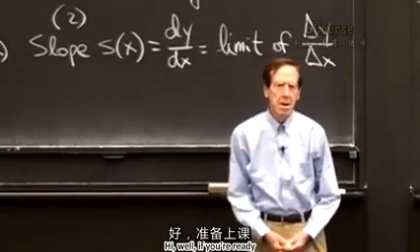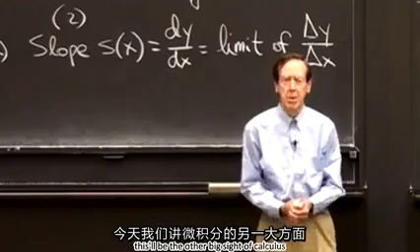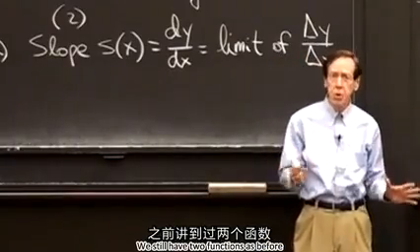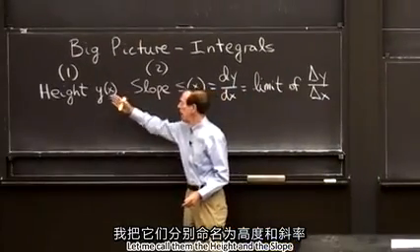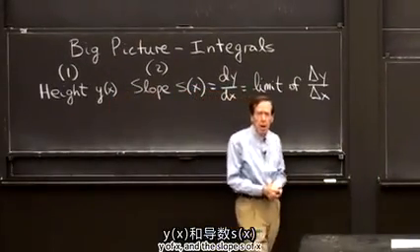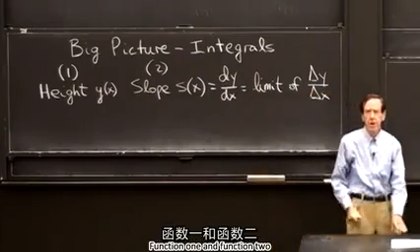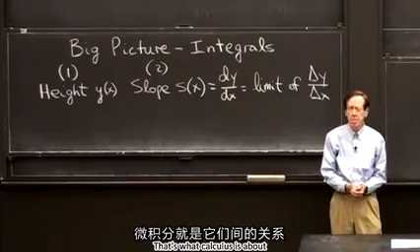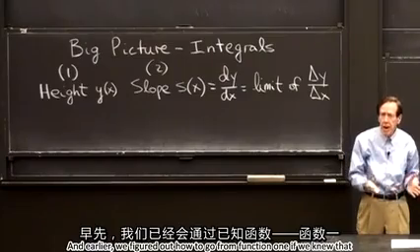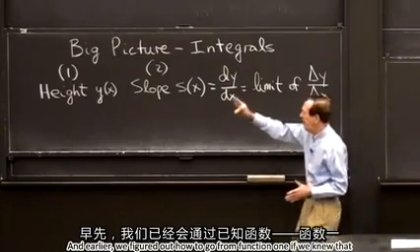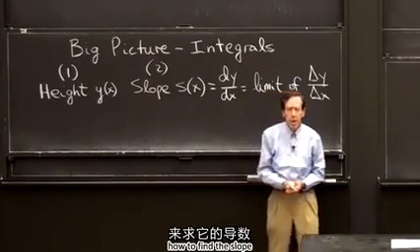Hi. Well, if you're ready, this will be the other big side of calculus. We still have two functions as before. Let me call them the height y of x and the slope s of x. Function 1 and function 2. That's what calculus is about. And earlier, we figured out how to go from function 1, if we knew that, how to find the slope.